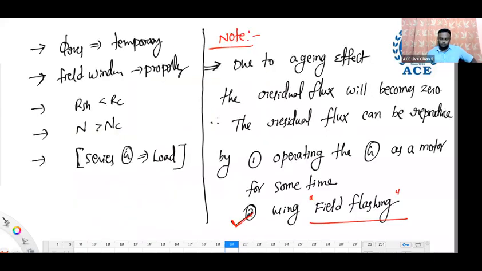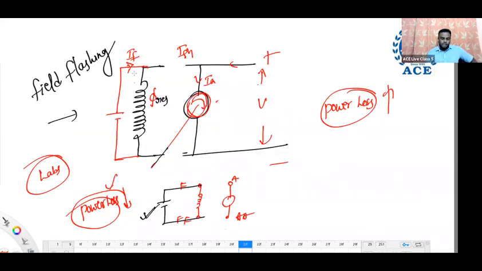What is field flashing? In field flashing, you give supply to only the field winding by removing it from the armature, create residual flux, then reconnect it back to the armature and start it as a generator. This is called field flashing. Field flashing consumes less power compared to operating the generator as a motor. That's why we always prefer the second, field flashing method. Clear now?